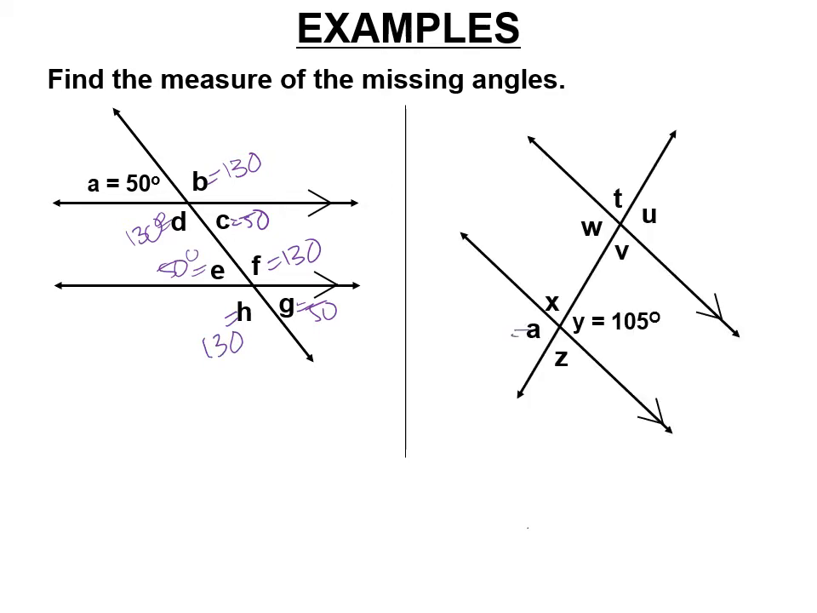So the vertical angle is 105. The linear pairs are what? 75, you have to add up to 180. So X and Z are vertical to each other. Then we have the corresponding angles. Corresponding to Y is U, corresponding to Z is V, and corresponding angles are congruent. So that's what we're doing here. So this is 75 and this is 115.